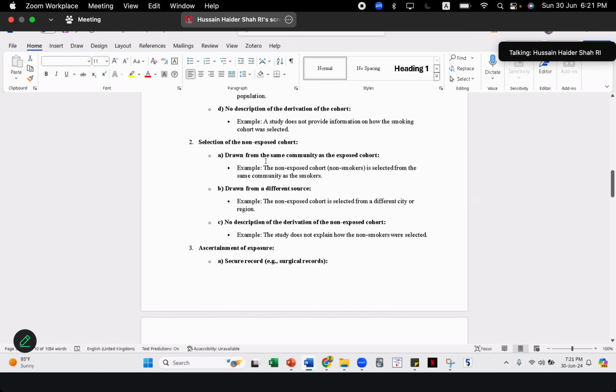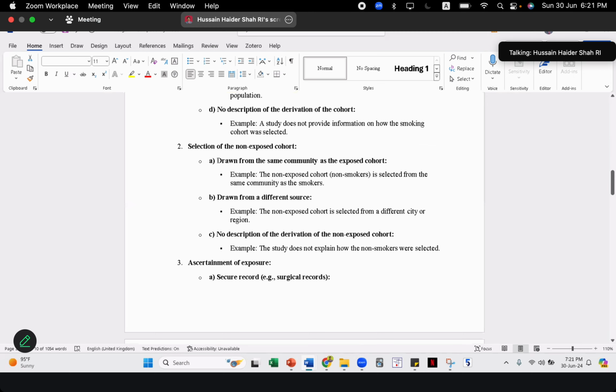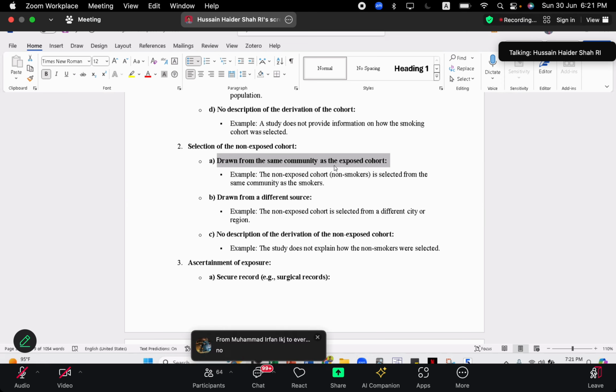Now consider this example. Selection of the non-exposed cohort: were the non-exposed cohort drawn from the same community as the exposed cohort? If I am in Sindh, a province in Pakistan, and I am starting this cohort study in which I select the smokers from Sindh and the non-smokers from Punjab, that is another community. So will it be a good way to start my cohort? Again, it won't be, because I didn't draw the non-exposed cohort from the same community. I drew them from a different community.